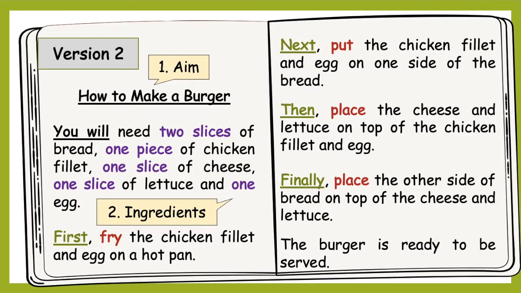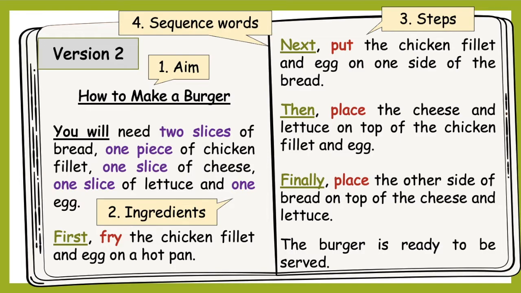First, fry the chicken fillet and egg on a hot pan. Next, put the chicken fillet and egg on one side of the bread. Then, place the cheese and lettuce on top of the chicken fillet and egg. Finally, place the other side of bread on top of the cheese and lettuce. The burger is ready to be served. So, the steps are listed, sequence words are used, and action words are used. So now, version 2 is much clearer than the previous version that we have seen.